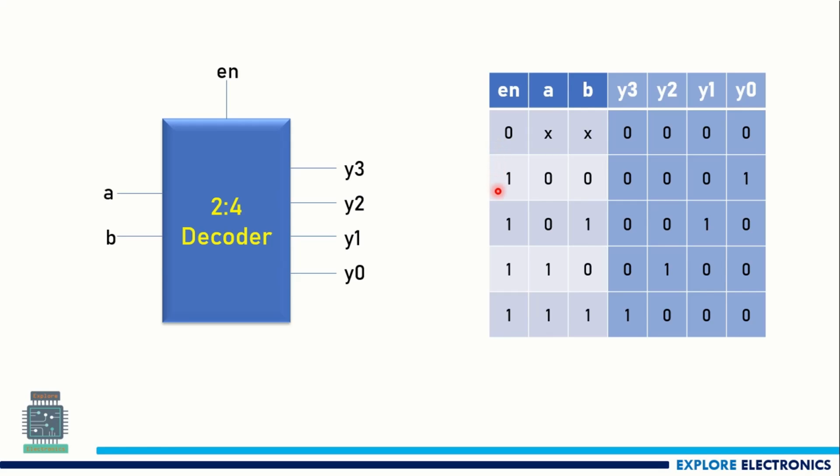When enable is equal to 1, if the input is 0, 0, it will be decoded to a 4-bit value as 0, 0, 0, 1. And when the input is 0, 1, it is decoded as 0, 0, 1, 0. Similarly, for 1, 0 input, it is decoded as 0, 1, 0, 0. Similarly, for 1, 1, it is 1, 0, 0, 0.